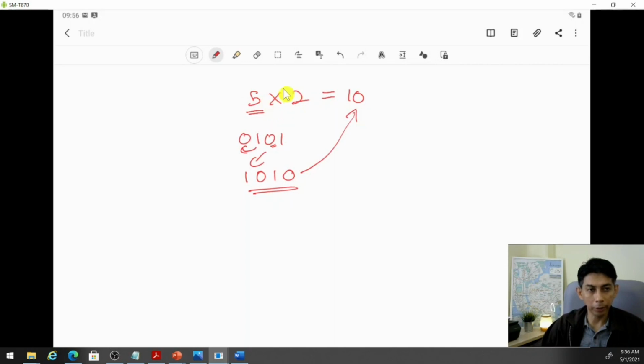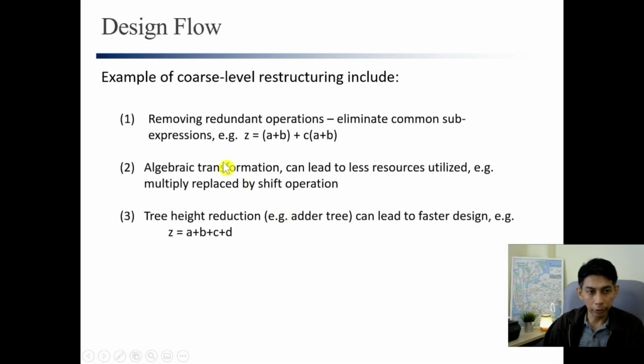Why? Because multiplication is expensive. We learned already in the previous chapter that to build a multiplier is not that easy. You need to have many adders connected together to build a multiplier. So the multiplier is expensive, whereas to shift the number is very easy. You can use the shift register to do that, or you can have the shifter circuit to do that. So this reduces the cost significantly.